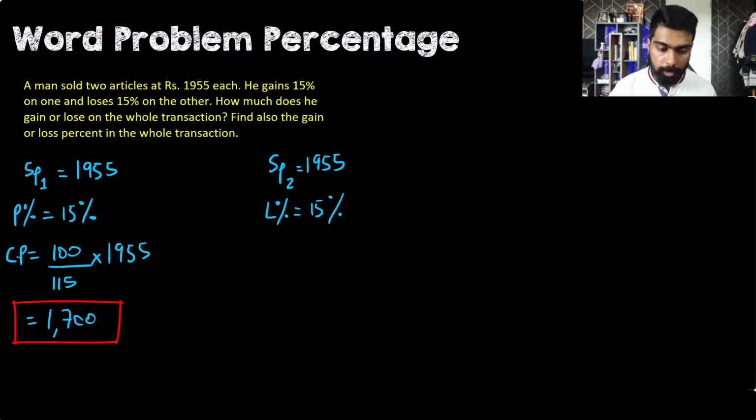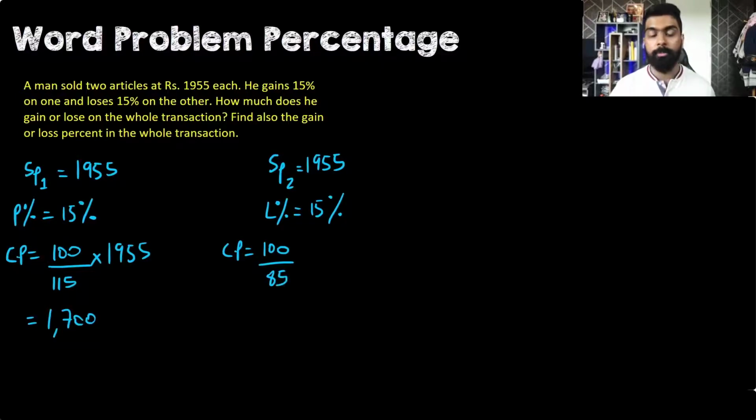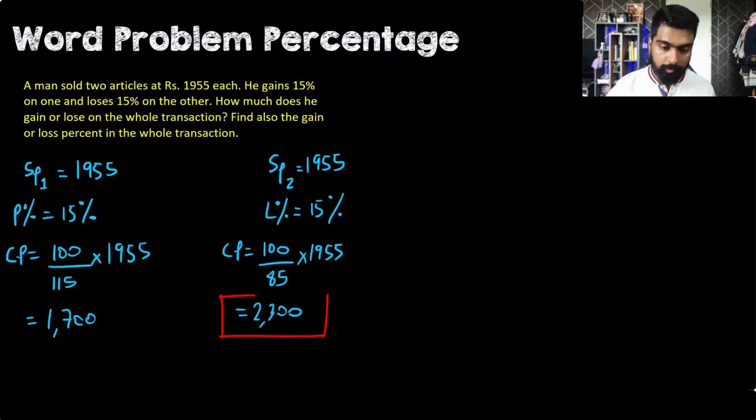Now in the second one, boys and girls, he made a loss of 15%. So the CP is equal to 100 over 85. In this one it will be 85 because 100 minus 15 is 85, and multiply with 1,955, right? Now again, if we use the help of the calculator here, boys and girls, we would have 2,300, right? So this is the cost price of the second one.